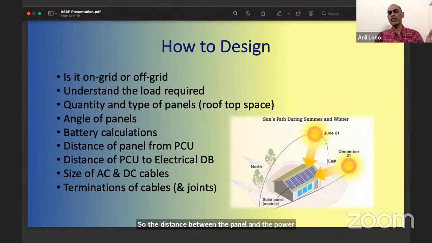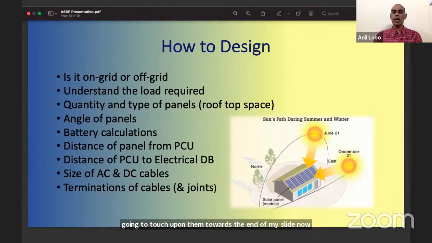Equally important is the distance from the power conditioning unit to your electrical DB. The longer your cable runs, the more wastage of electricity there is. So you want to keep your cable runs to the bare minimum. Sizing of your power cables is very important. If you use the wrong size cables, especially on the DC side, you will have some serious safety issues. And I'm going to touch upon them towards the end of my slides.